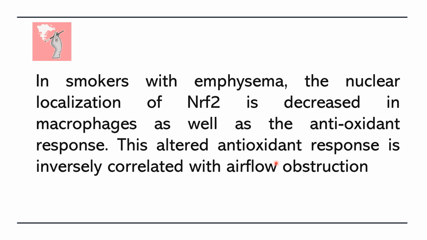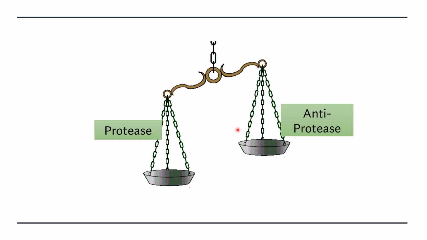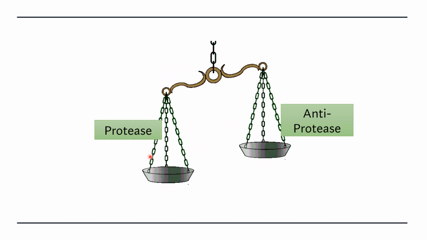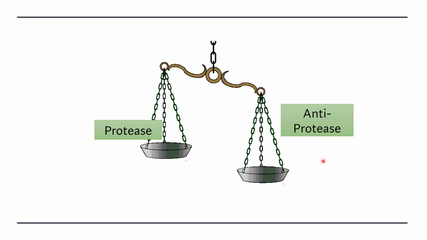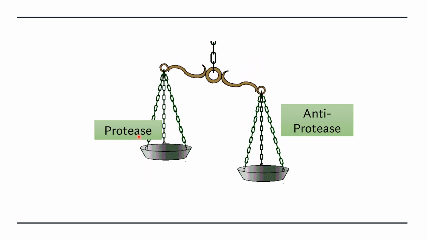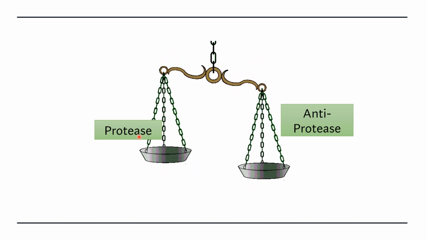So antioxidant response is also diminished in case of smokers. That will also cause or enhance the further damage of the lung tissue. Now the third factor is that smoking will cause an imbalance between the protease and antiprotease. Okay, so the example of protease is elastase. The function of this protease or elastase is to destroy the elastic tissue.